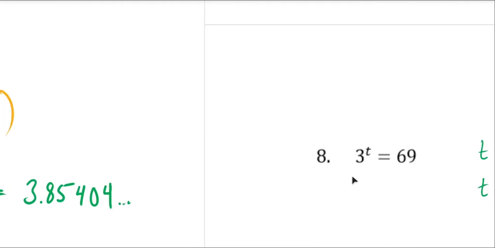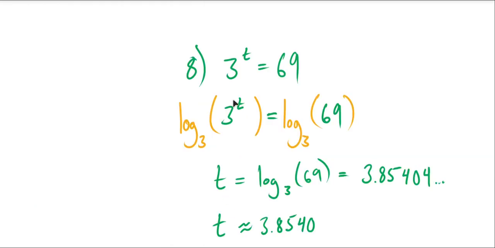Question number 8 asks, 3 to the t is 69, what's t? The main idea here is that we need to take the log base 3 of both sides, or write things in logarithmic form to match this exponential form. If we do so, log base 3 of 69 will evaluate as such on the calculator. Let's see a couple ways to do that.